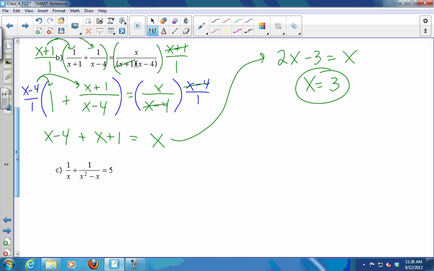Okay, so I'm going to let you try C in your groups. I want you to try to solve this equation.